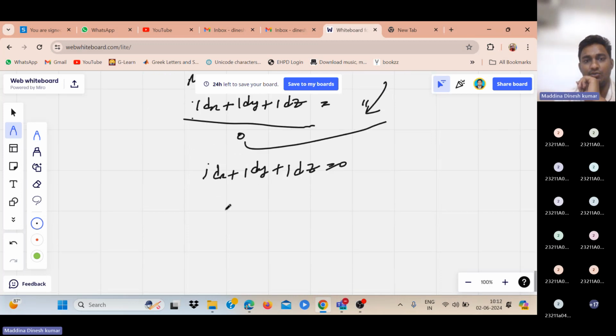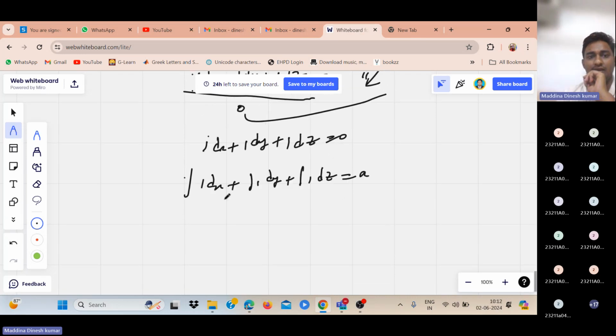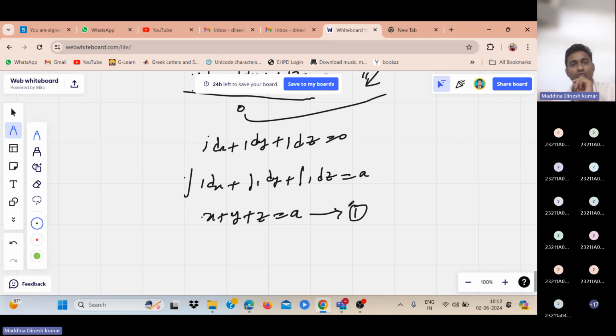Now apply integration. We will get integral 1 dx plus integral 1 dy plus integral 1 dz equal to, so it is the indefinite integral, some constant will come. Generally after completion of integration we write the constant, but if you write it at the start also, no problem. Writing it as some a, we get x plus y plus z equal to a. It is an equation, one solution we got.